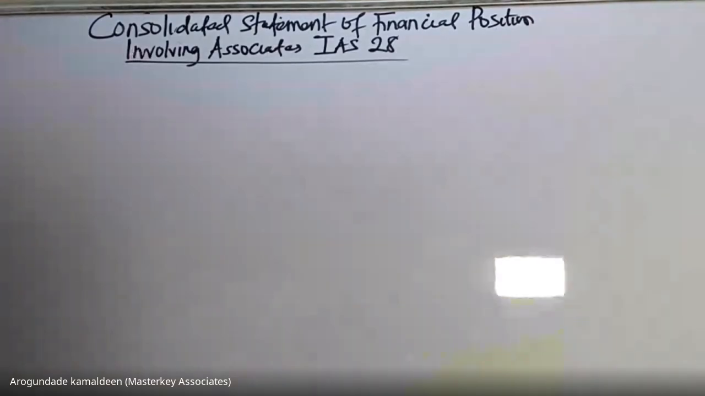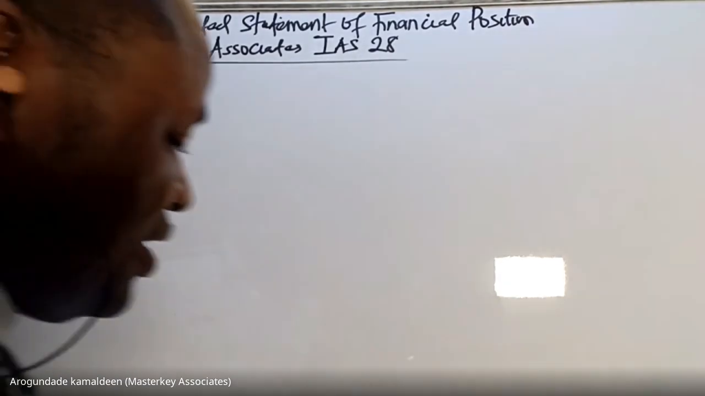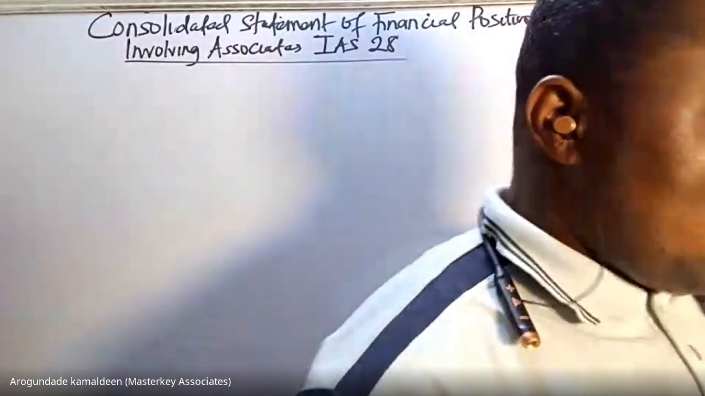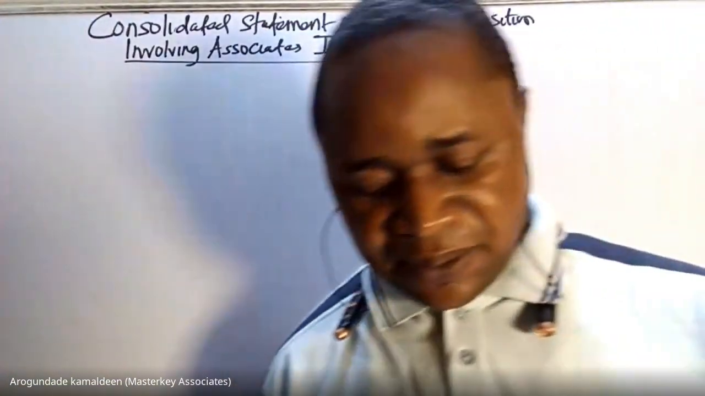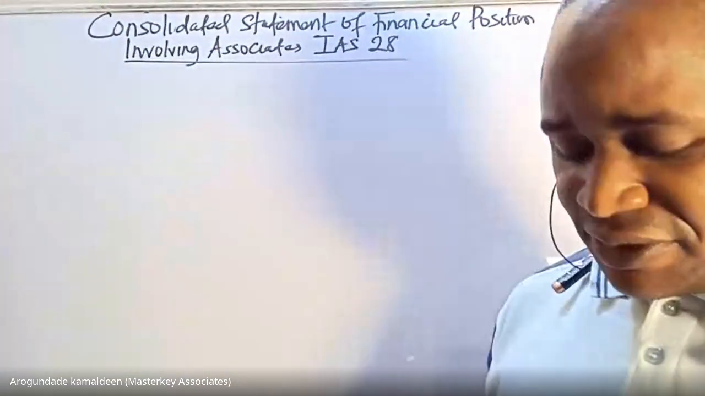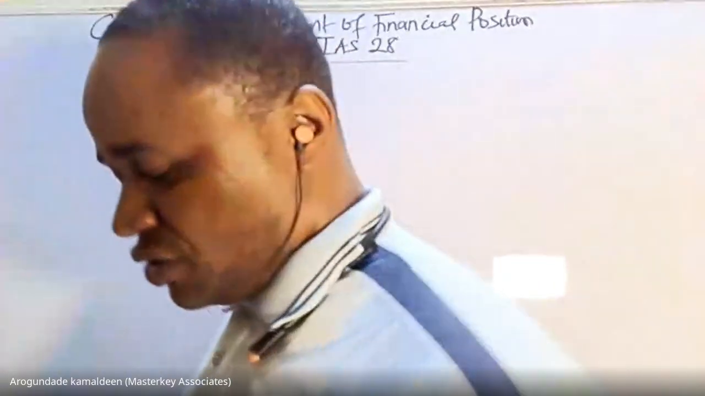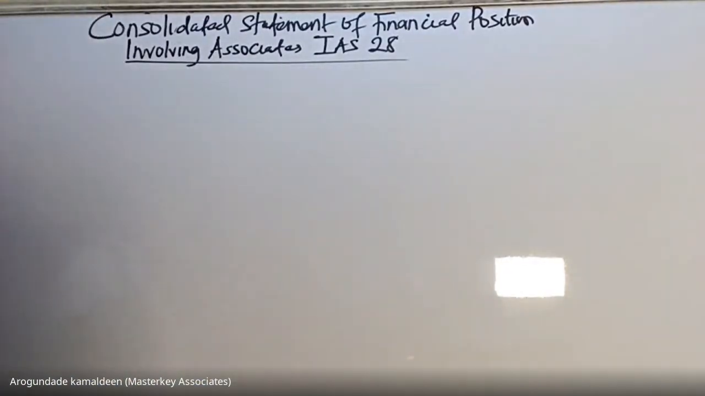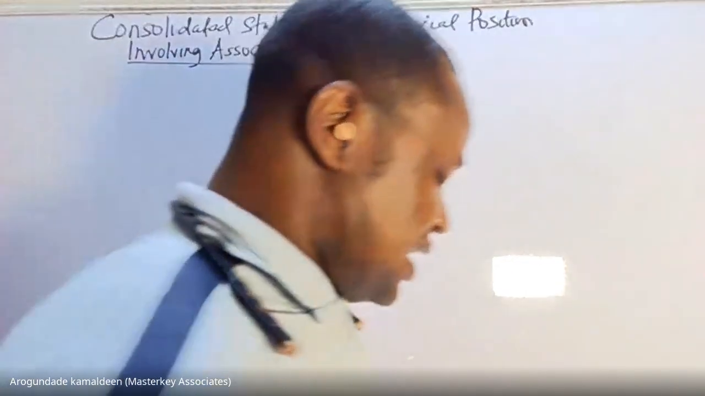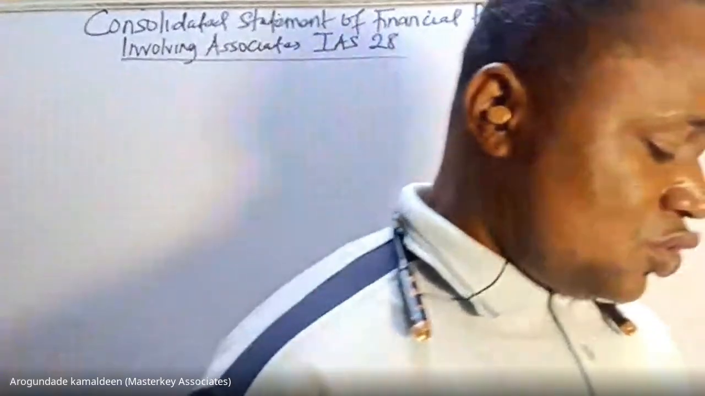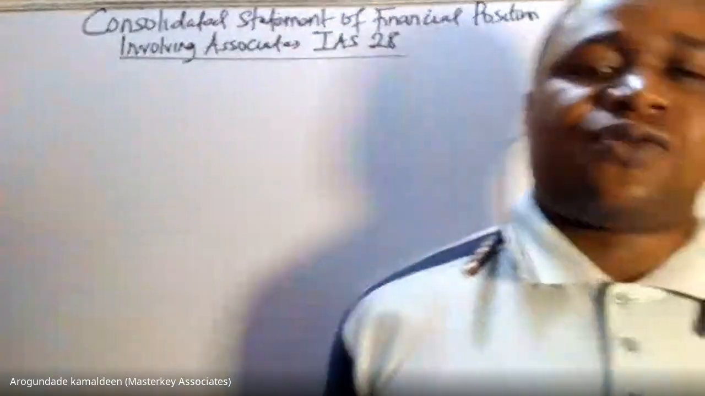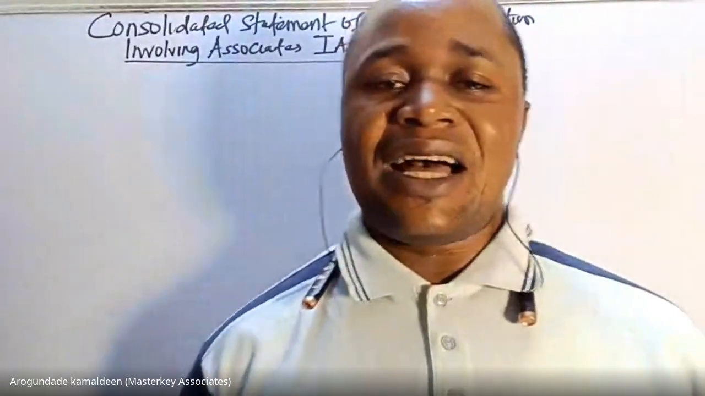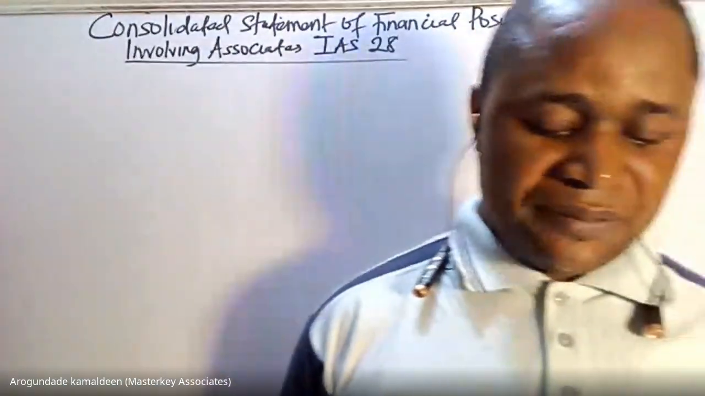Like I've always told us, for every standard there is a particular objective. IAS 28 prescribes the accounting treatment and guidance on how a parent company that has an associate or joint venture should account for its interest in the associated company.